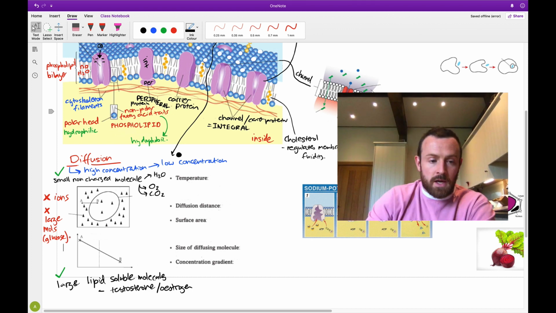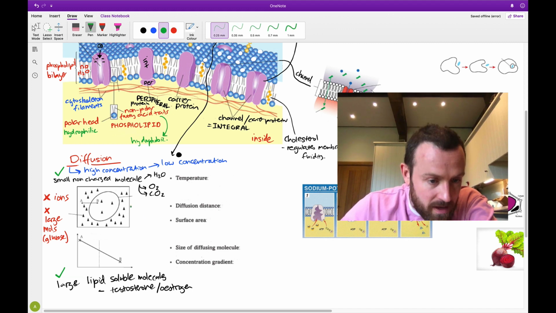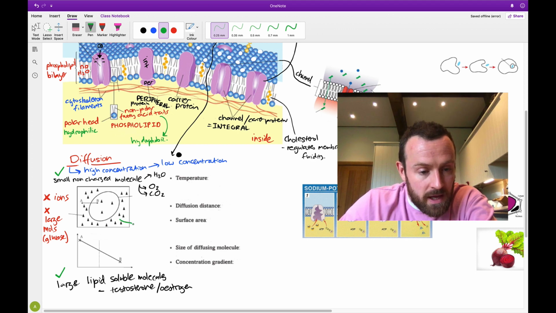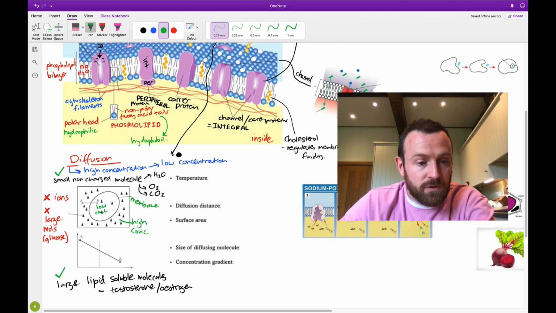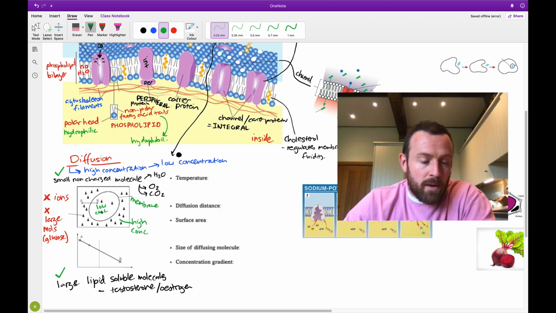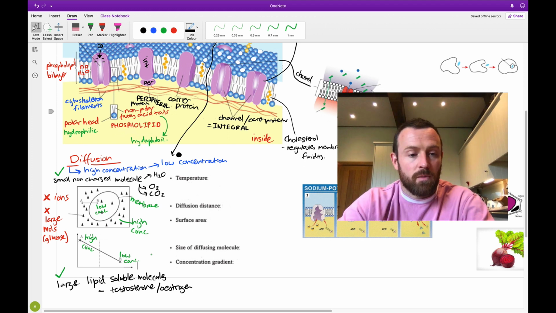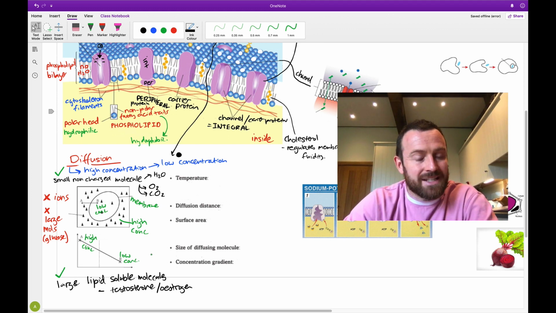So, that's diffusion. I've slightly gone over this little diagram here. This shows that out here, we've got high concentration. This is the membrane. And this is a low concentration, okay? So diffusion happens from high to low across a membrane. This graph here represents the gradient. So this is the high concentration here, and this is the low concentration here. That is what diffusion is.